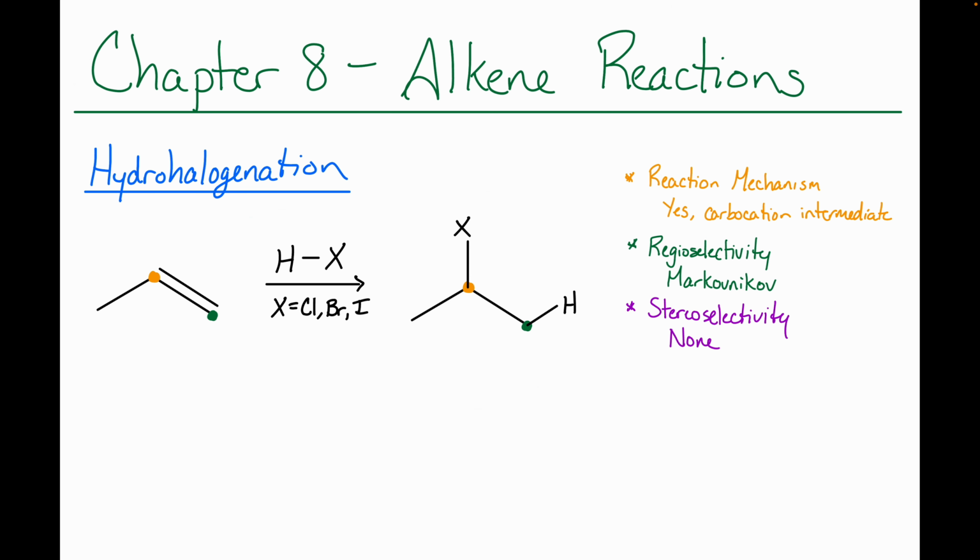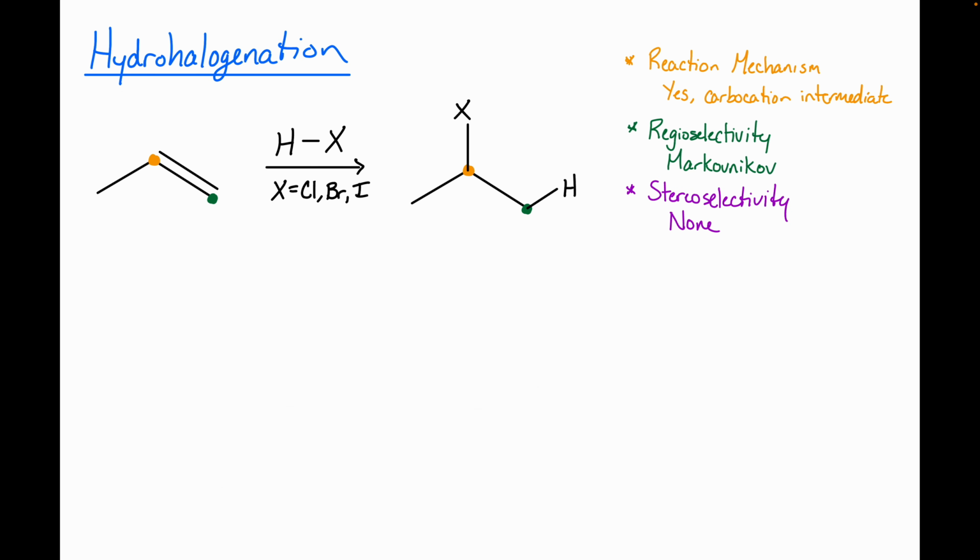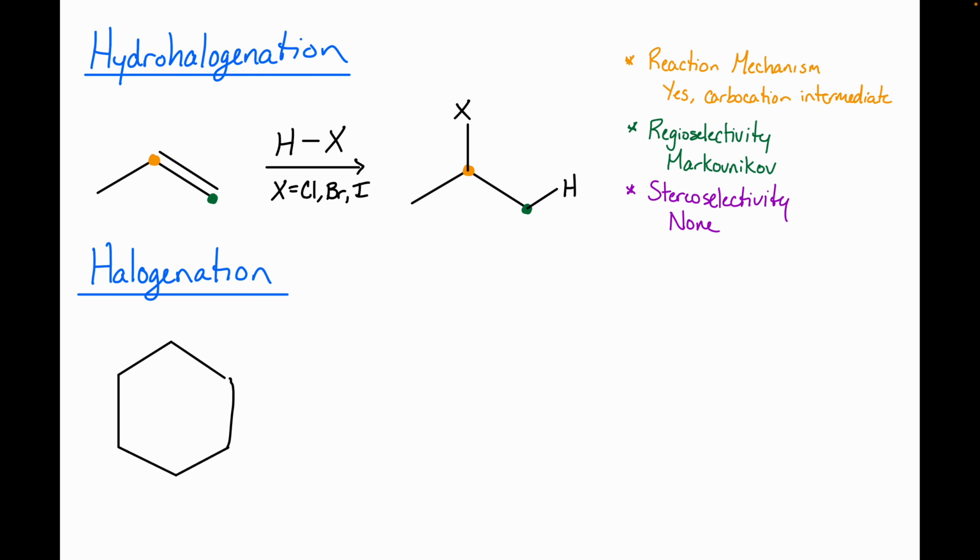So there were two that we covered. One of them was a hydrohalogenation reaction. The other one was a halogenation reaction. All right, so let's get a cyclohexene here, and we're going to hit it with one of our diatomic halogens.